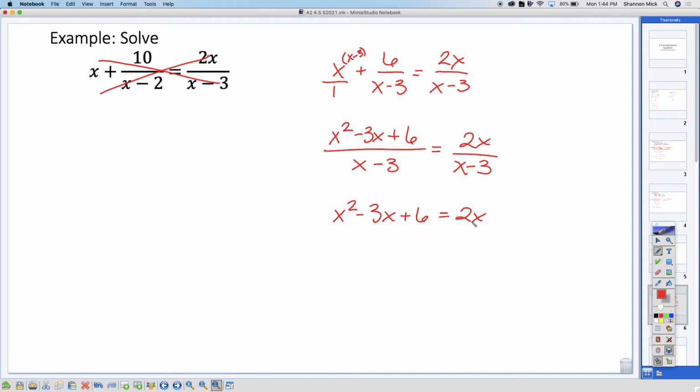You would subtract the 2x over. You'd have to set it equal to 0, good job. And then do what? Factor. So it'd be a negative 6 and a positive 1. Everyone agree with him? Yeah.